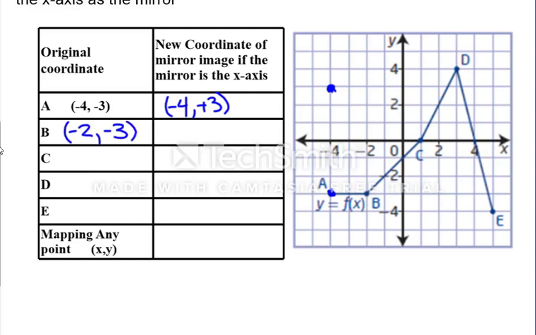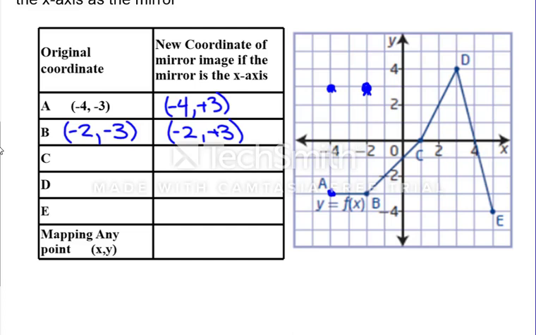So to reflect across the x-axis, we're going to go the same distance. So this one's at -3. We're going to go that same distance straight up. So that new point is right there. And that new point is -2, +3. So as I'm going through this, you're looking for patterns.